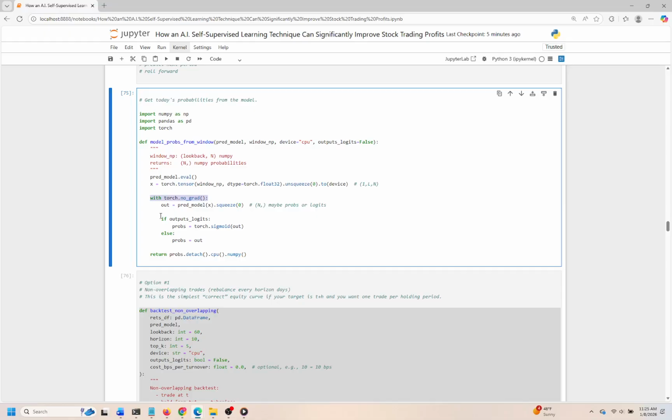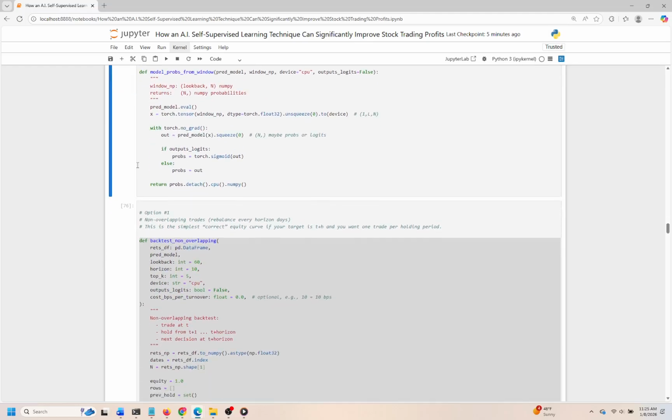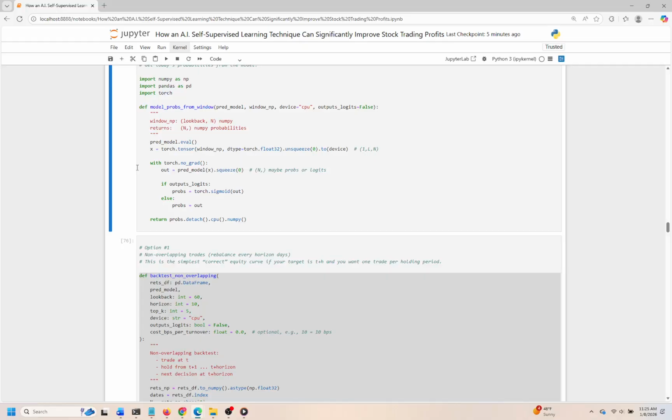Next, the function runs the model without calculating gradients, which is essential for conserving memory and speeding up computation during inference. Once the model processes the input, it returns an output tensor that can either represent probabilities directly or logits, depending on how the output is handled. If logits are produced, the function applies the sigmoid activation function to convert these into probabilities, which is a common step when dealing with binary classification problems.